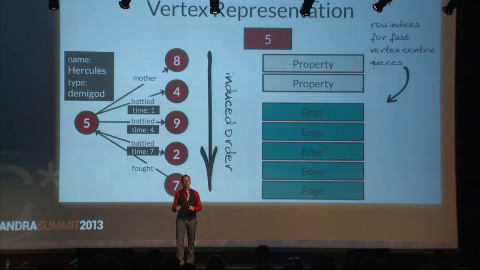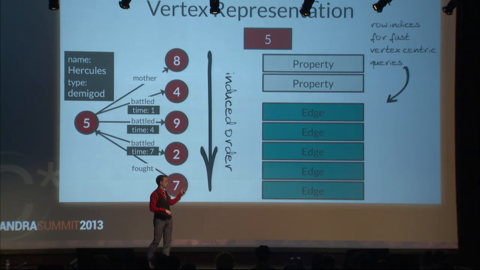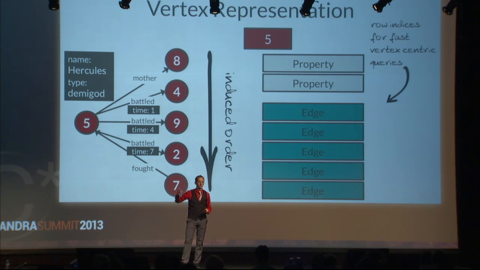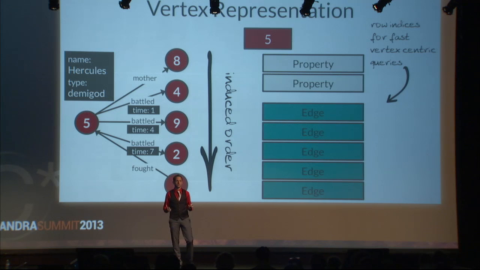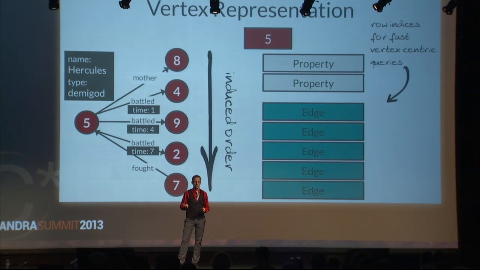So the way we represent the graph is that we store each vertex as a row in Cassandra. Here we give an example vertex for Hercules. That vertex is assigned ID 5, and so we have a row in Cassandra with that ID 5, and then we have one column for each property associated with that vertex, and one column for each edge associated with that vertex. So essentially, we're storing the adjacency list of each vertex with the vertex.